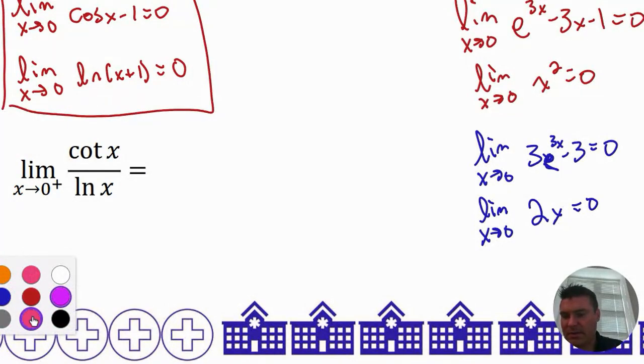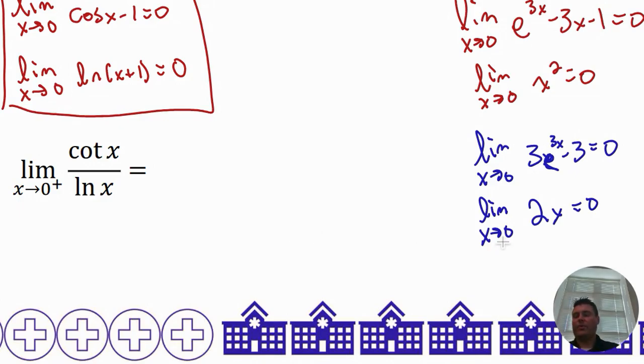On this last problem here, we'll do this one in pink. We're going to look at the limit as x goes to 0 from the right of cotangent of x over ln of x. It's kind of important to know what these graphs look like, because if you don't know what cotangent looks like, you might not know what's going on.